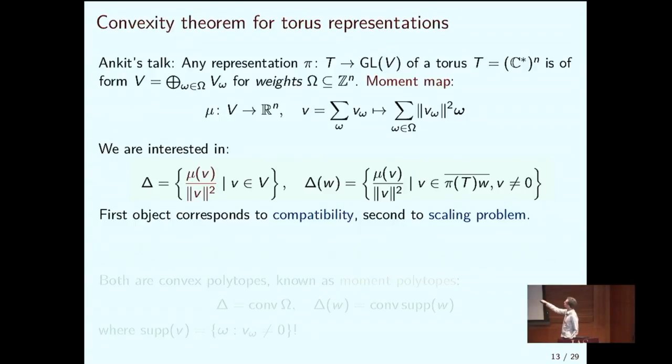So given a vector v in our representation that we write as a linear combination of elements v omega, where v omega is a weight vector. That was the terminology that Peter used.